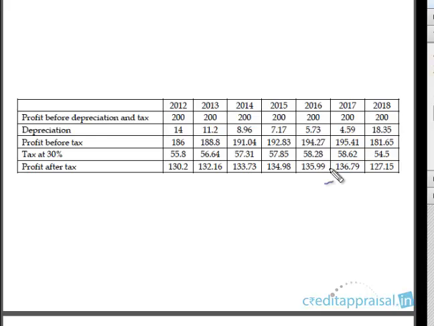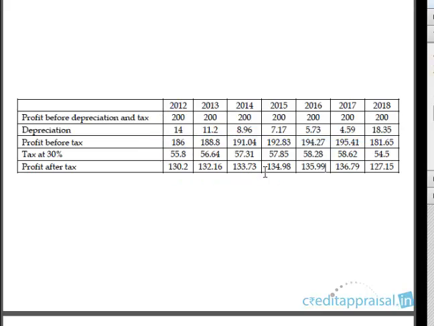So once we got the depreciation as per WDV, now you can arrive at the profit after tax. PBDT is already 200, which you discussed. Now this is depreciation. So this is profit before tax, 200 minus 14, 186 and so on. Tax at 30%, 30% of 186 is 55.8, and finally we arrive at the profit after tax.